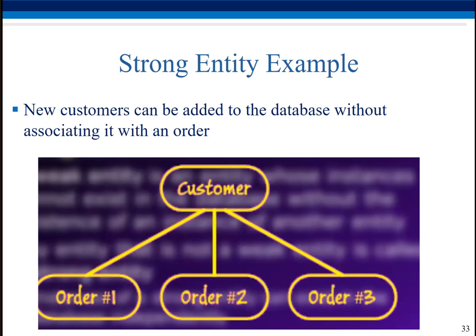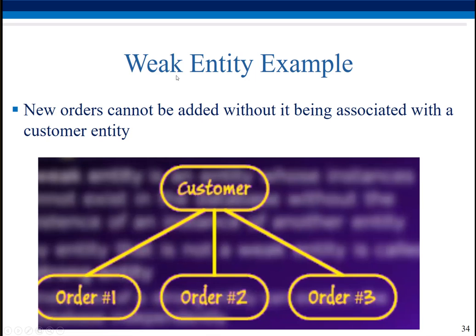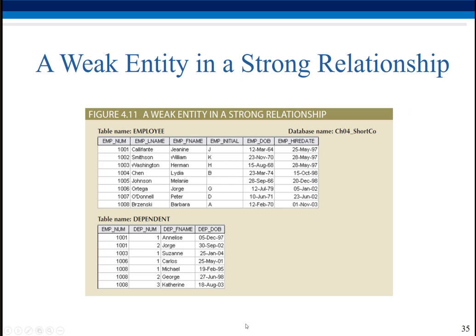So here is both a strong and a weak entity example. The customer is strong because you can create a customer without any orders. However, you have a weak entity because the orders here cannot exist without a physical customer. Again, notice the dependents. So here's an example. Employee 101 has 2 dependents. Employee 108 has 3 dependents in here. So this is weak and this is strong.